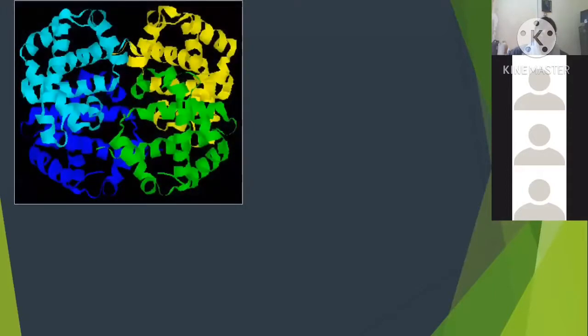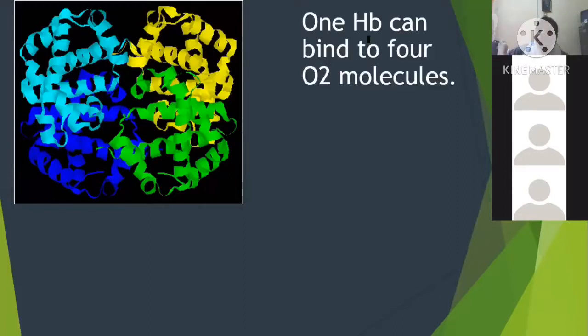Here again you can see the four different polypeptide chains, and the majority is alpha helix. All these spirals that you can see are alpha helix, and of course there are some random coils present. Random coils are those amino acid sequences which are not capable of forming the alpha helical structure. One hemoglobin can bind four oxygen molecules. Why? Because each of these polypeptide chains has a heme group, and each heme has one iron.